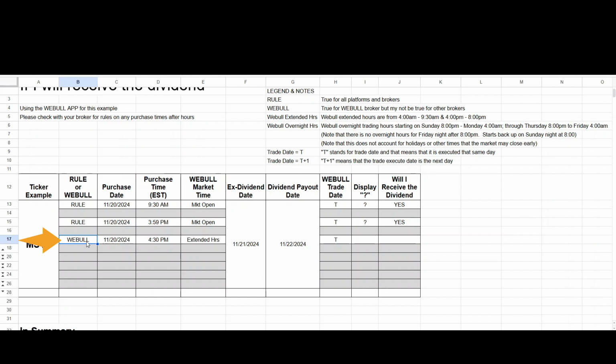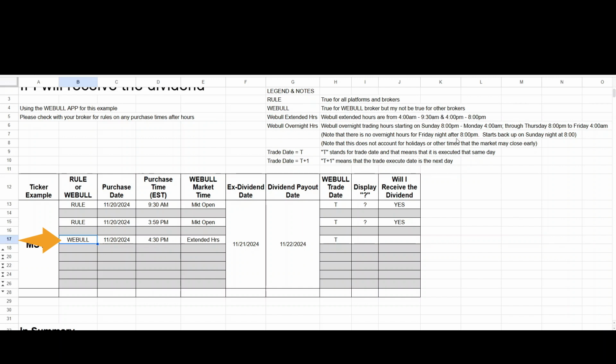For this one here, I am only using Webull as the example. You need to check your broker if it is different. Purchase date of 11/20, so it's still the day before ex-dividend, and we are buying it in the extended hours at 4:30. Now the extended hours up here, I'm showing, run from 4 a.m. to 9:30 a.m., so before market open, and from 4 p.m. to 8 p.m., which is after market close. Okay, and that's the extended hours on Webull.